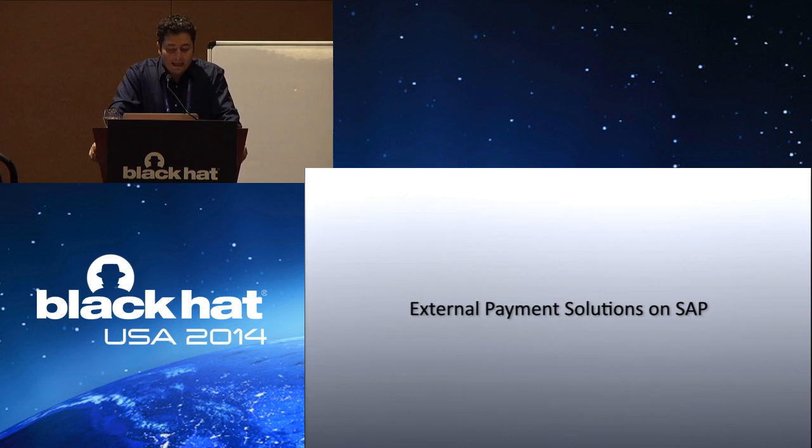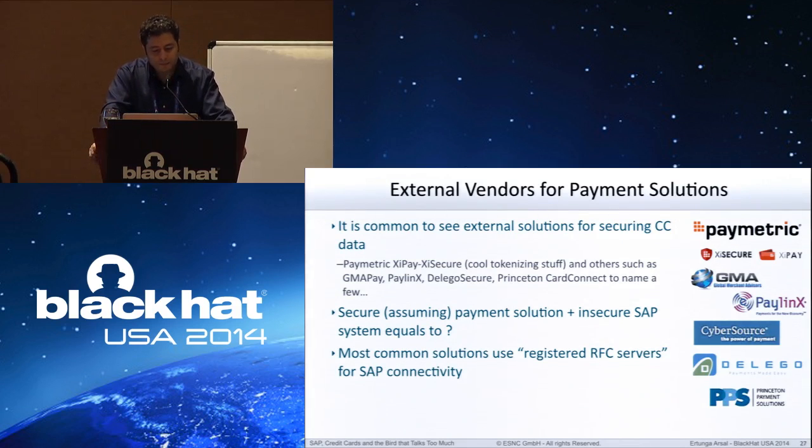So, the external payment card solutions on SAP. There are a handful of solutions which make storing sensitive data easier for SAP customers. Paymetric, GMA Pay, etc. These companies have very good solutions. But if you have a secure solution plus an insecure SAP system, at the end it is the same, because the data comes somehow to the SAP system, or the SAP system redirects to another portal for entering the credit card numbers. But you can change and really modify how the redirection should work, right?